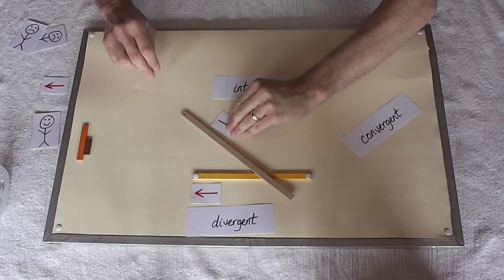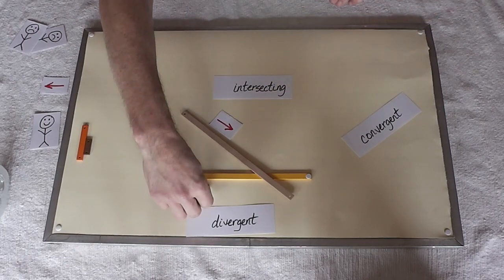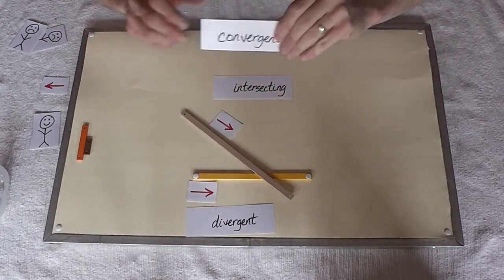When the distance between the lines is getting closer together, they are convergent.